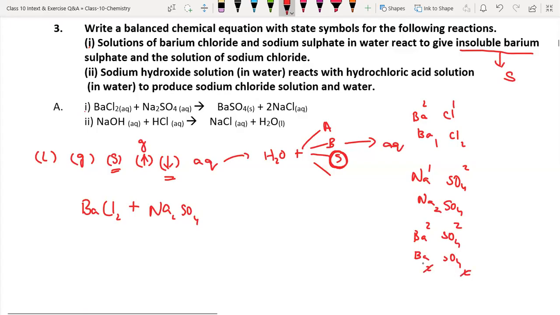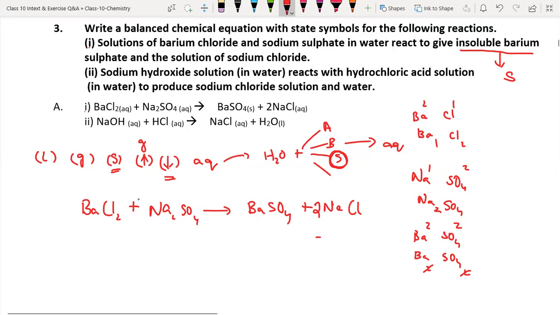You can cancel this one and it will become BaSO4 in simple. So BaSO4, no need to write Ba2SO4 taken twice. Plus it will give sodium chloride NaCl. Now first let us check whether it is balanced or not. 1 Ba balanced, Cl2 and 1 Cl not balanced, Na2 and 1 Na not balanced. Simply keep 2 here. Now 2 Na balanced, 2 chlorines balanced. Next 1 SO4 balanced. Now this is a balanced equation.